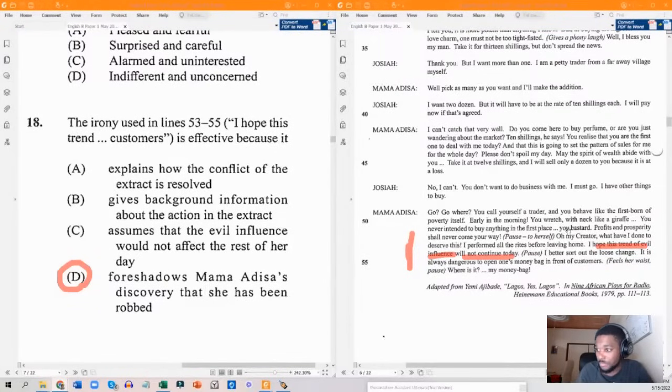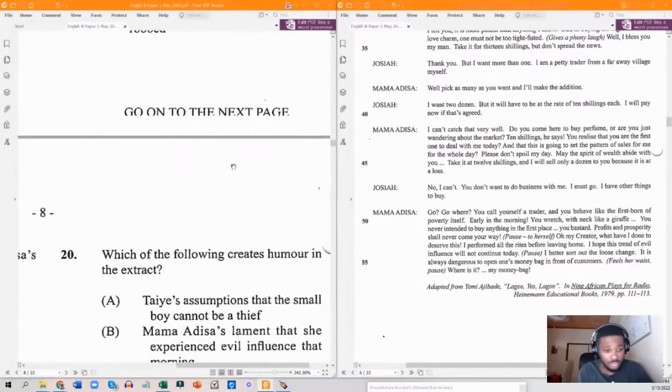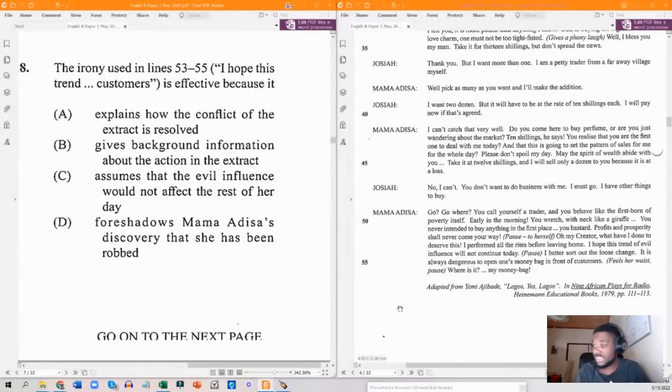She has been robbed. And then she says, it is always dangerous to open one's money bag in front of customers, not knowing that the money bag is already gone. So it's kind of an ironic foreshadowing, a humorous foreshadowing as well. All right. So 18, just to be clear, 18 is D. Let me put that in the chat.